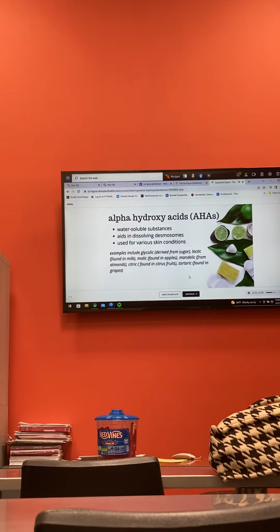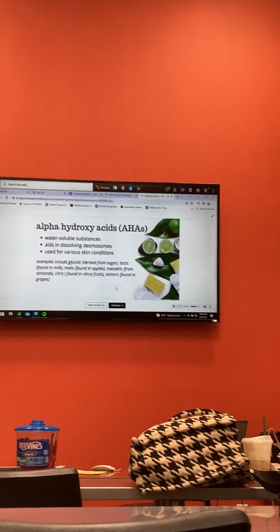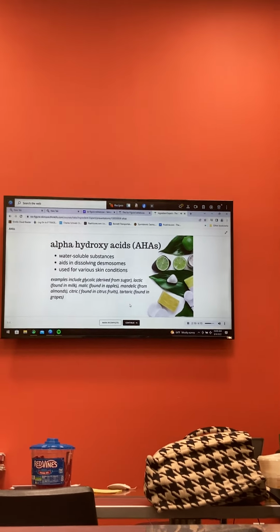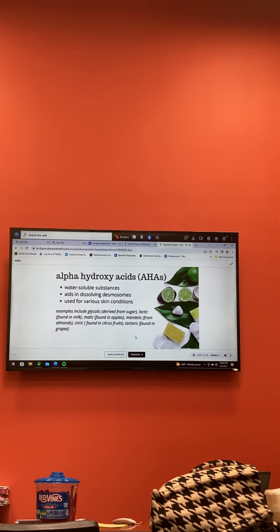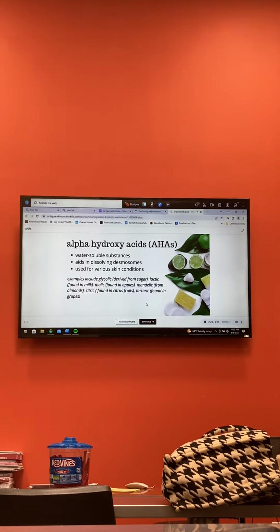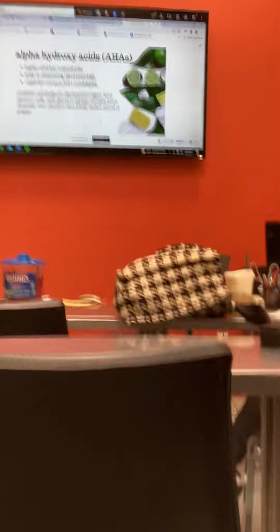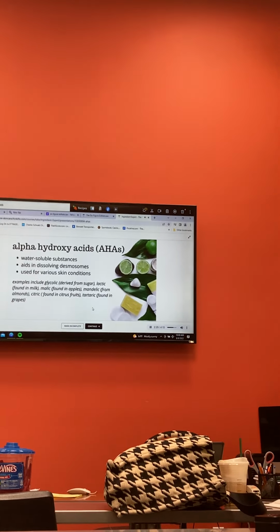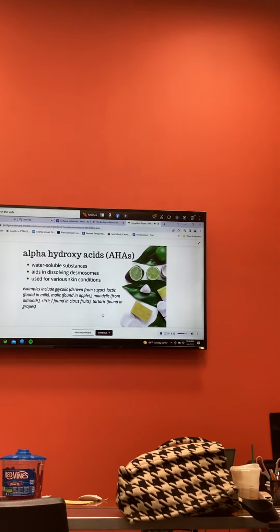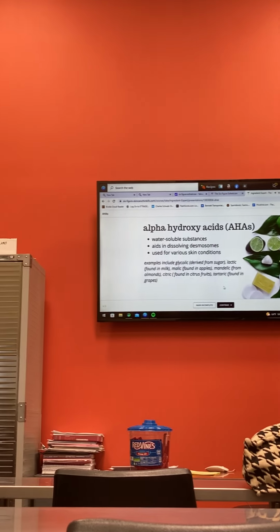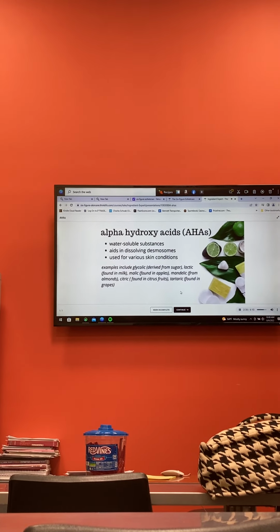The next one let's talk about is malic. Malic is found naturally in apples. It has exfoliating and brightening properties, and it's also going to be another AHA that's very hydrating. The next one is mandelic, which is from bitter almonds, actually. It has lightening and hydrating properties.